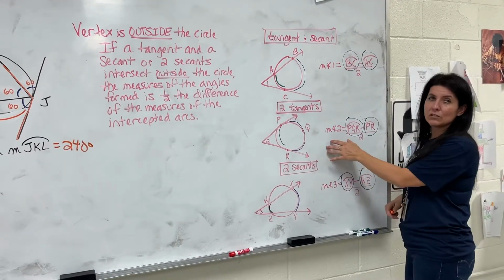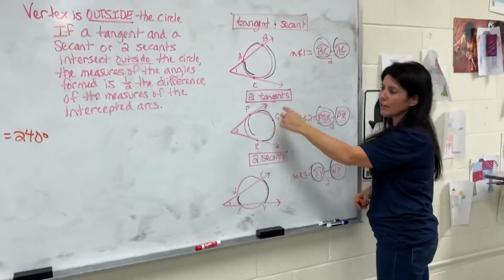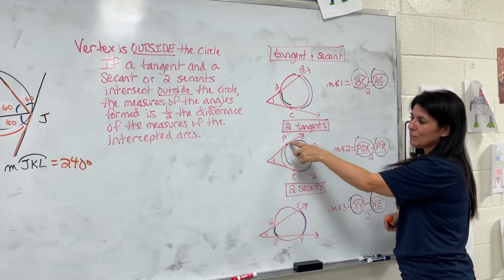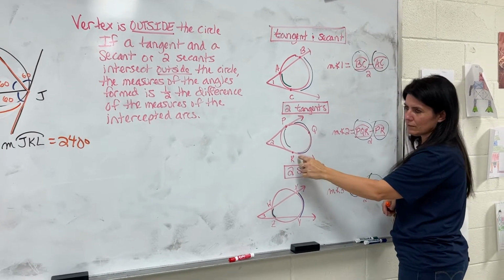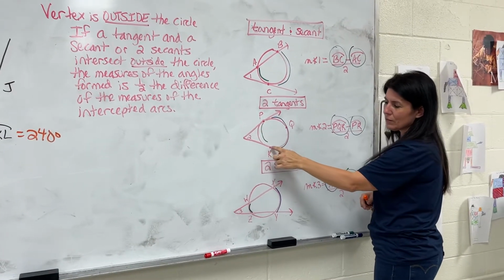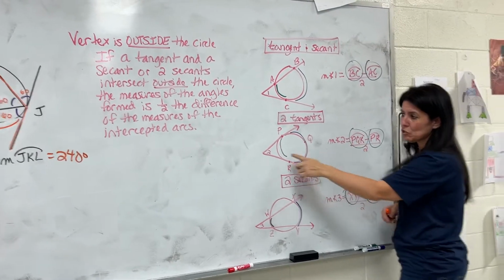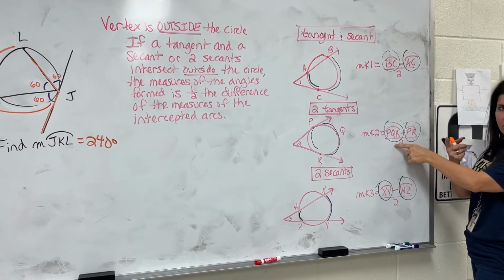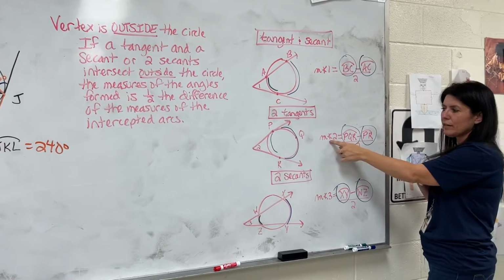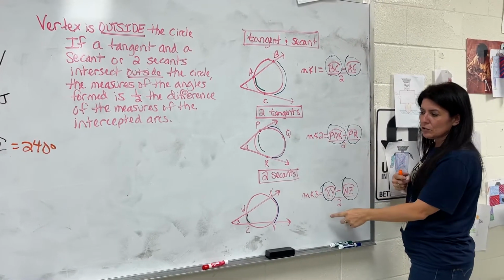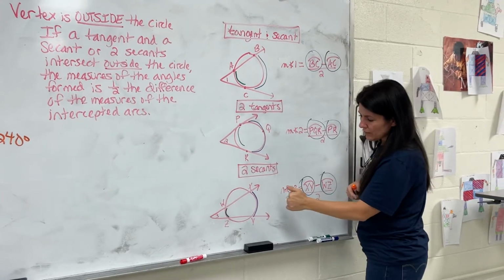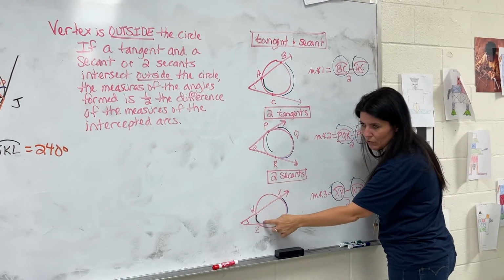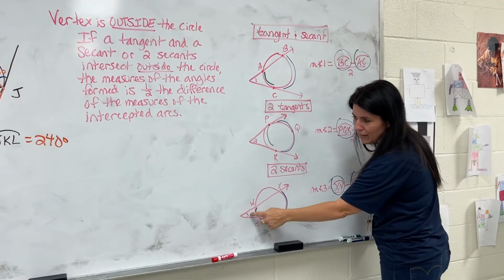The next one is two tangents. With two tangents, we're going to take the bigger arc, PQR, subtract the smaller arc, PR, divide by 2, and get that outside angle. So we are subtracting the two arcs, bigger arc minus the smaller arc, divide by 2, that gives you that outside angle. Two secants. With the two secants, again, same idea. The bigger arc minus the smaller arc, divide by 2, that gives you that outside angle.